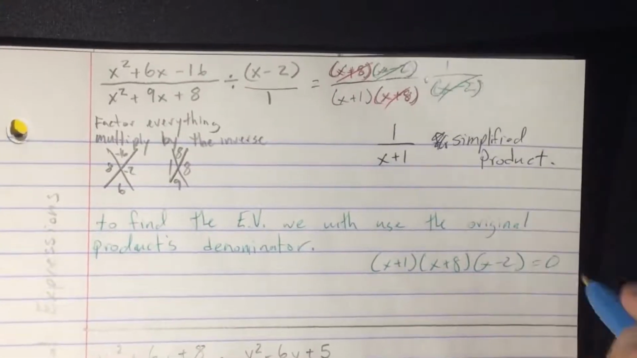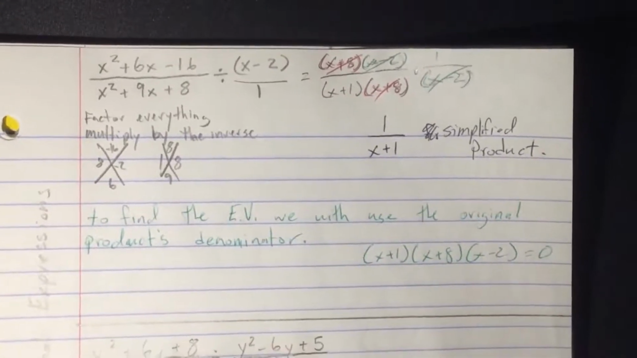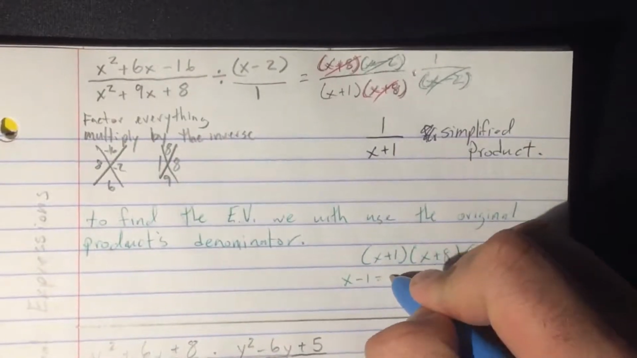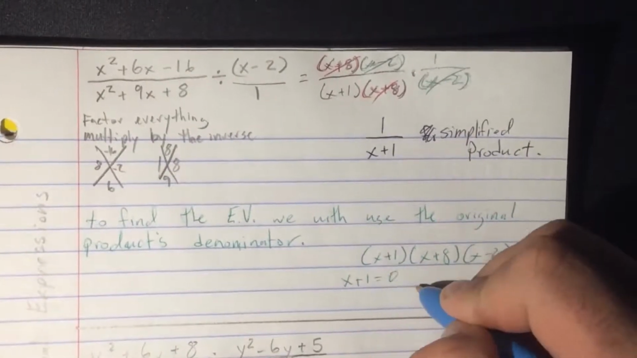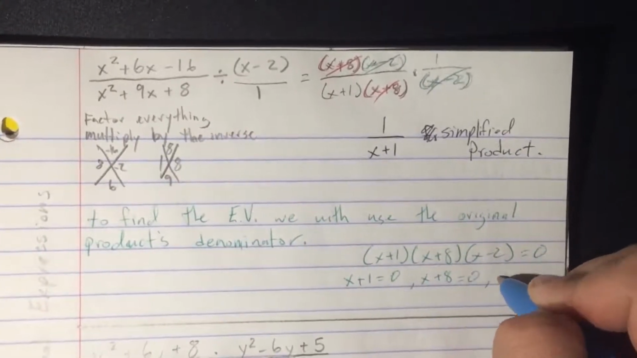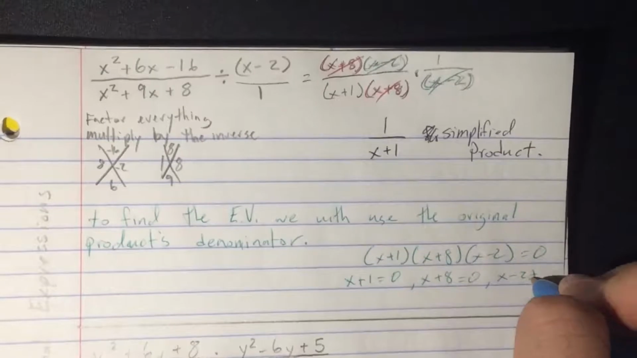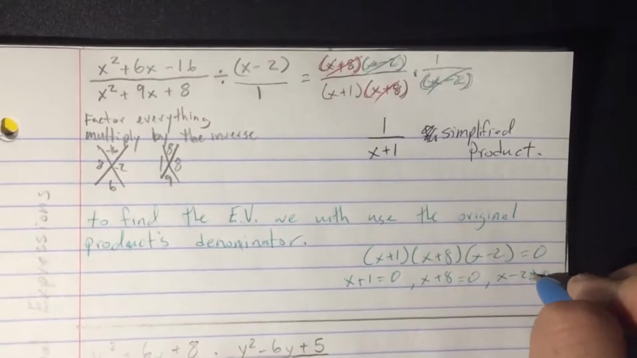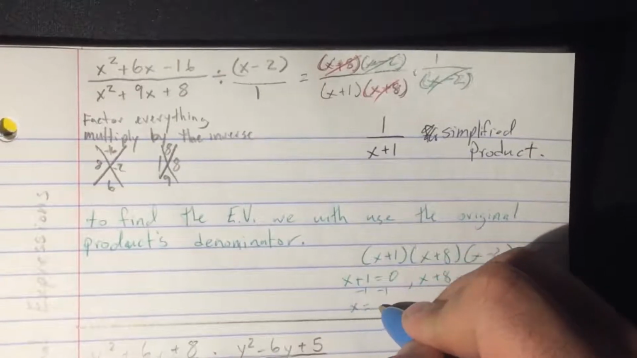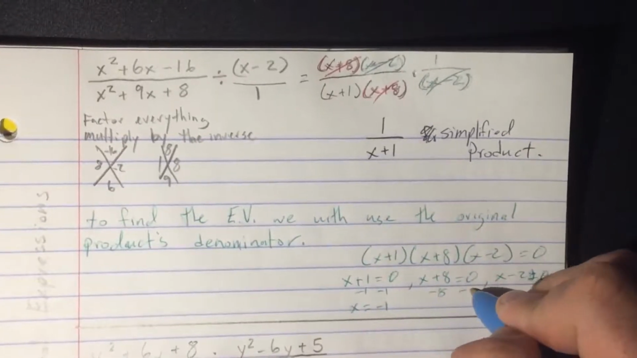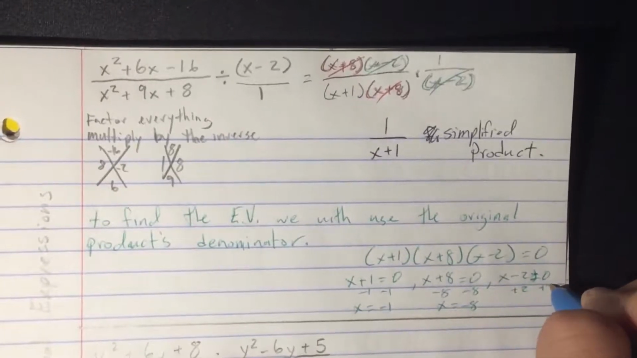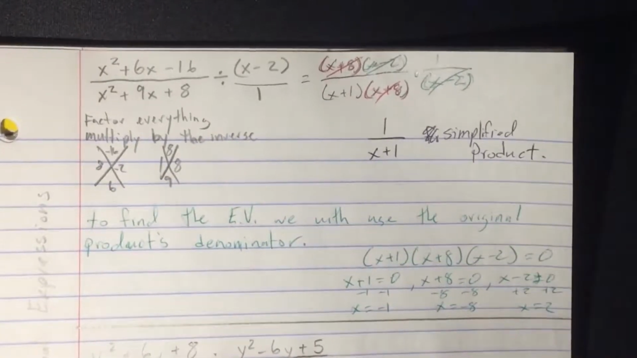We're going to set all these equal to 0. So we can write x plus 1 equals 0, x plus 8 equals 0, and our trusty x minus 2 equals 0. Once again, minus 1, x is equal to negative 1, minus 8, x is equal to negative 8, and plus 2, x is equal to 2.